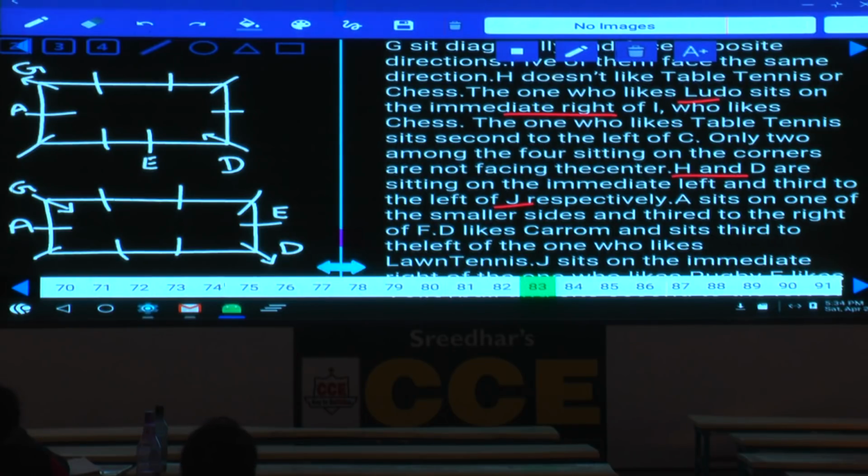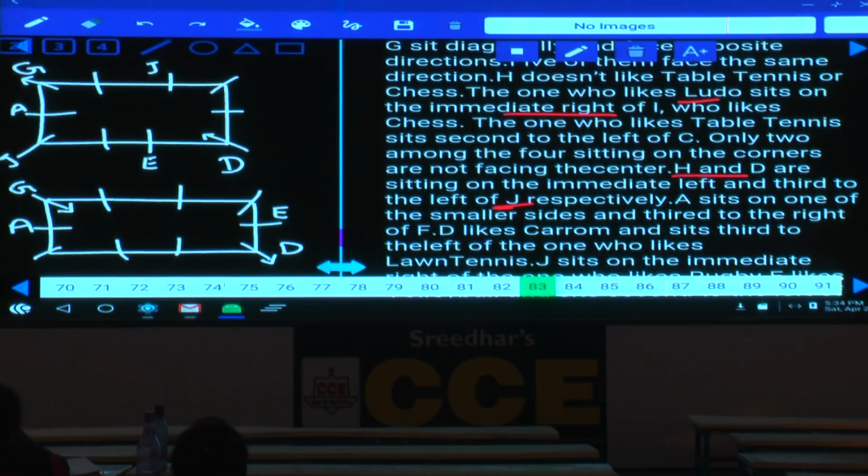H and D are sitting on the immediate left and third to the left of J respectively. Then where can we fix this one? Now if D is at this place, facing towards the center or away from the center, where can we take J? Can we take J at this place? If J is here, or here, J can be here. How many possibilities do we have? 2 possibilities.